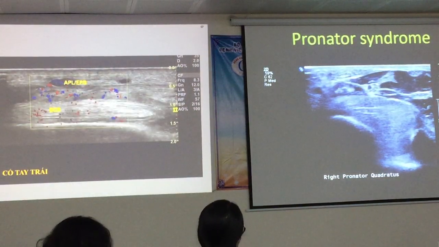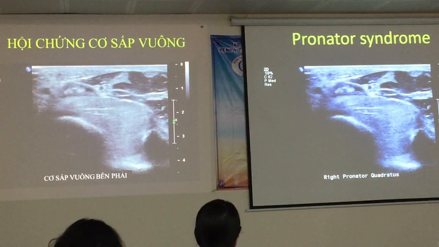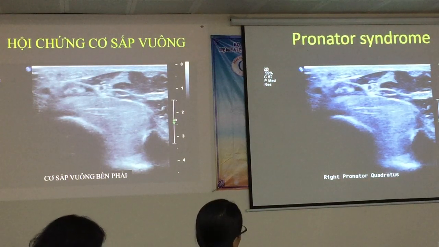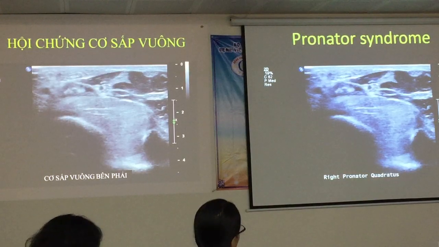Another condition that we see on the volar aspect of the wrist is a thing called pronator syndrome. And this gentleman presented with pain on the volar aspect of his right wrist after playing a modern guitar.